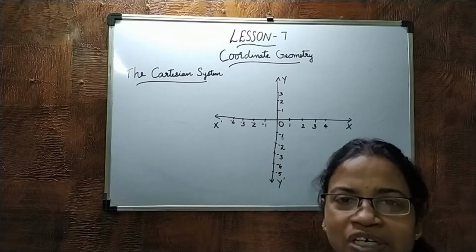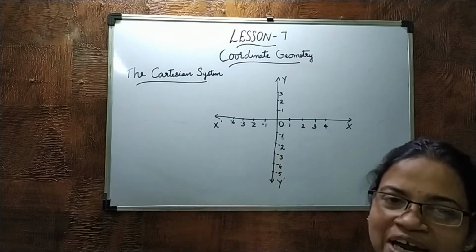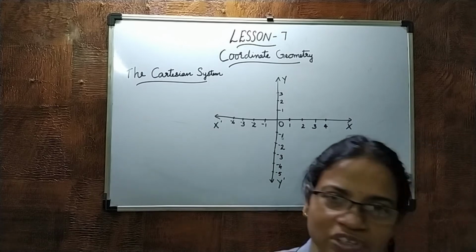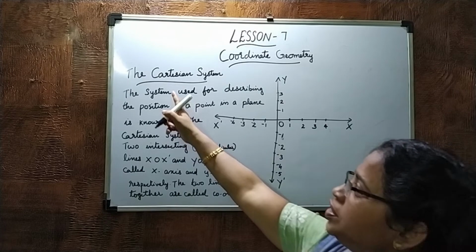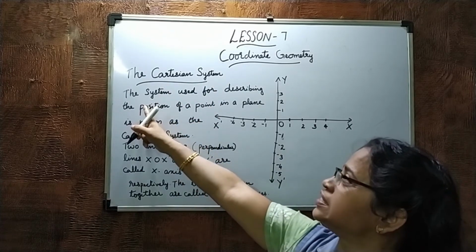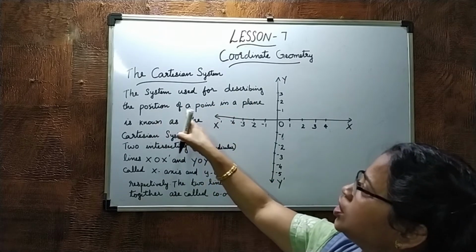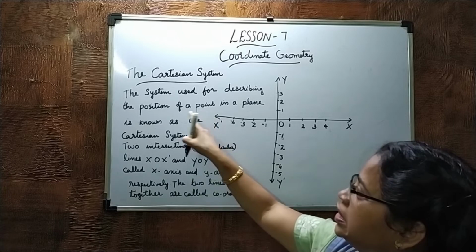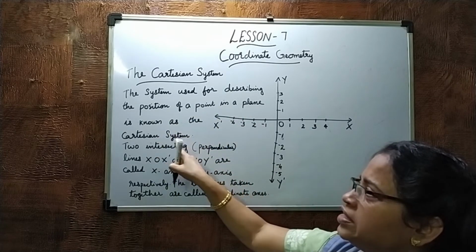Then ordered pairs, and then what is next? So we'll start the notes then, okay? First you draw the figure, write the heading, and we'll continue with the notes. So first one, the Cartesian system. What is the Cartesian system? The system used for describing the position of a point in a plane is known as the Cartesian system.